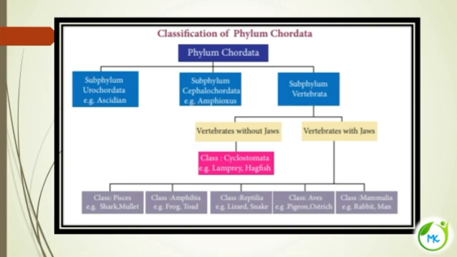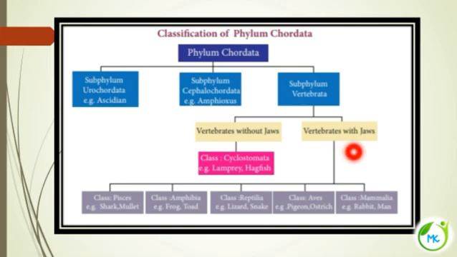Now a very important flowchart, the classification of phylum Chordata. So in this class we have seen about phylum Chordata. So this phylum Chordata, even you can split here and write Prochordata and Vertebrata. So under Prochordata you have Urochordata and Cephalochordata. Okay, and under Vertebrata you have vertebrates without jaw and vertebrate with jaw. Under vertebrate without jaw, only one class you have, jawless vertebrates, Cyclostomata. Examples you have lamprey and hagfish.